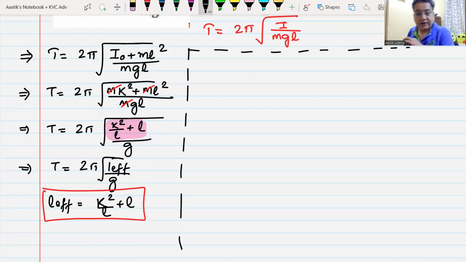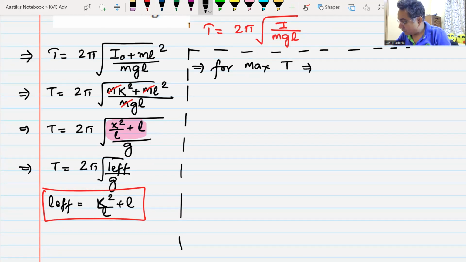Now, there are two things that you must remember here. For maximum time period T, your length should be 0, and T max, the maximum time period, becomes infinite. Length becoming 0 means you pivot it at the center of mass, it will not oscillate. The time period becomes infinite. That is T max.